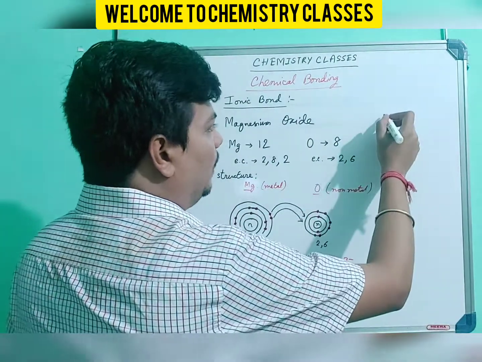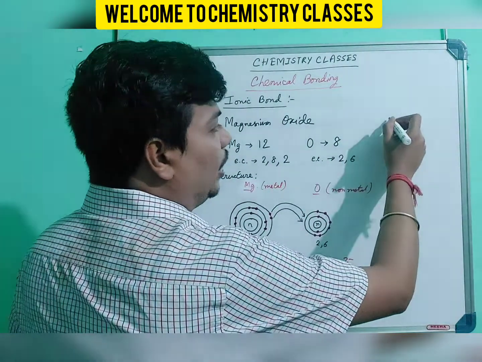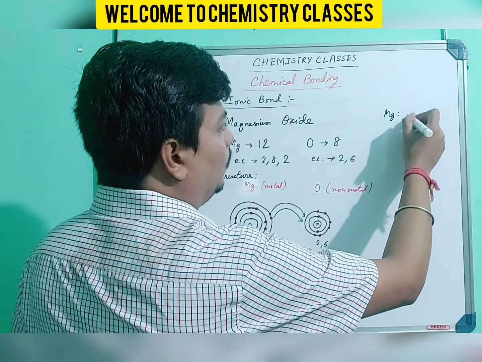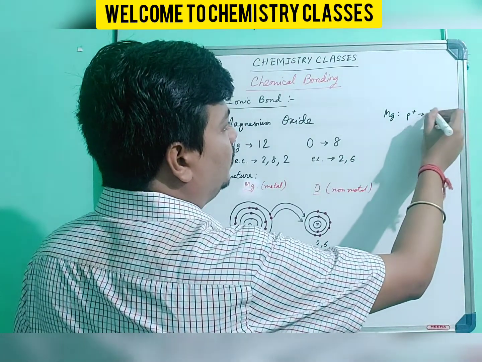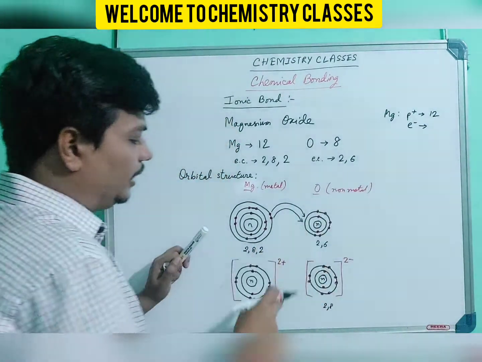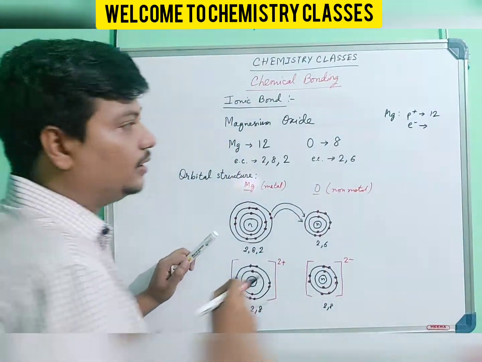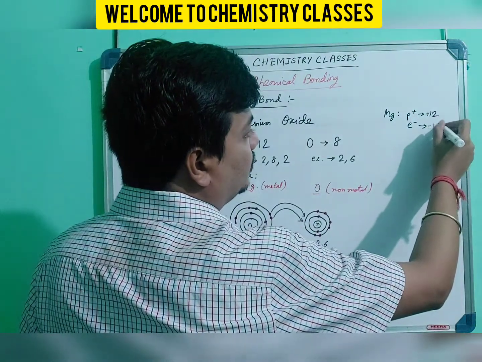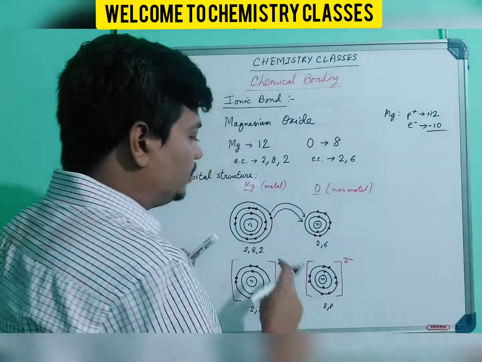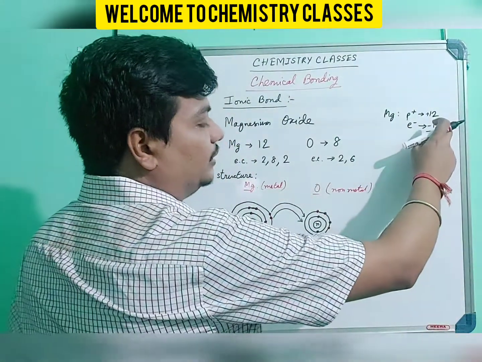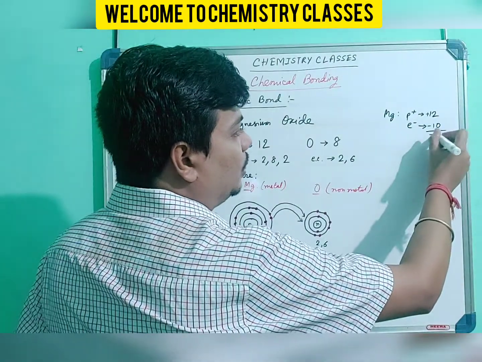So before, magnesium was having how many electrons? For magnesium, protons was how many? 12. Electrons, how many electrons are there right now? Plus, minus 10. Because magnesium has given off 2 electrons. So 10 electrons are there right now. So how much this accounts to?